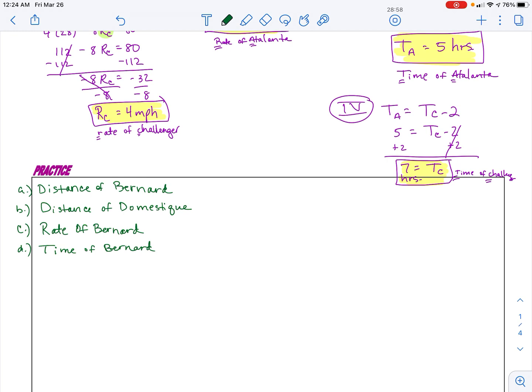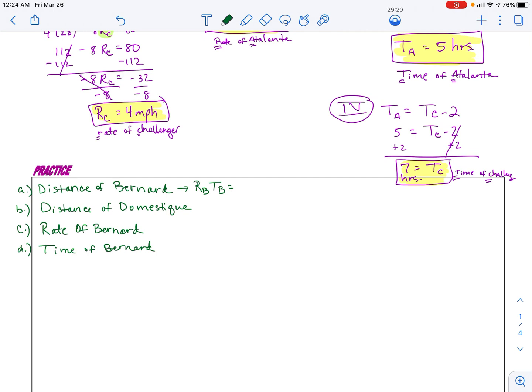And I'm choosing Bernard because he's the lead character here. We have more information on him. And so we're going to use him kind of as our lead guy. Okay, so let's write the distance of Bernard. Remember, distance is rate times time. So it's going to be the rate of Bernard times the time of Bernard equals the distance. Do we know the distance?